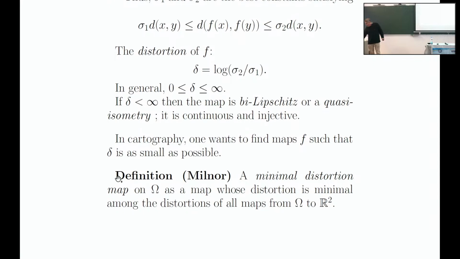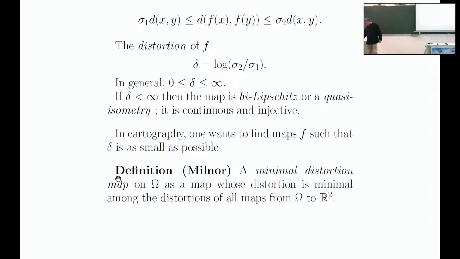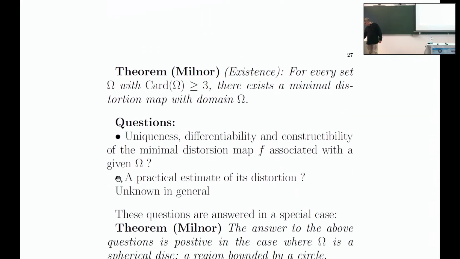Okay, and then Milnor defines a minimal distortion map as a map whose distortion is minimal among all maps. I take all maps. The paper is called A Problem in Geography, and this is a geographical map. I want to build a map where this bi-Lipschitz distortion is minimal. So he proves then this theorem.